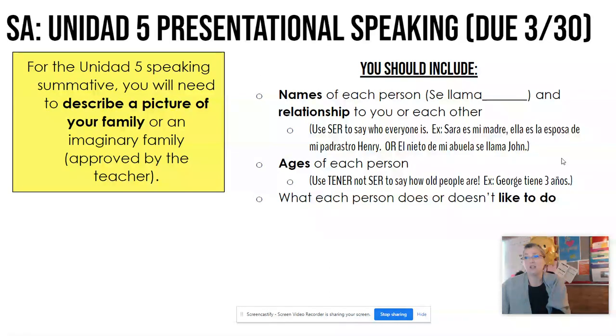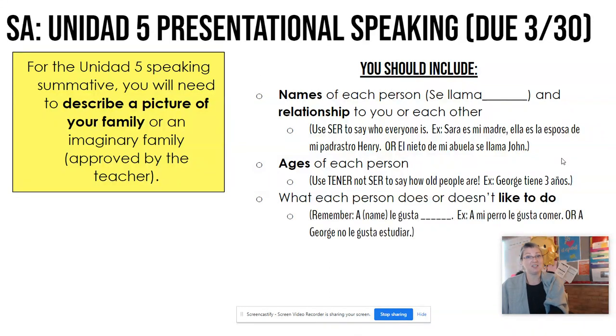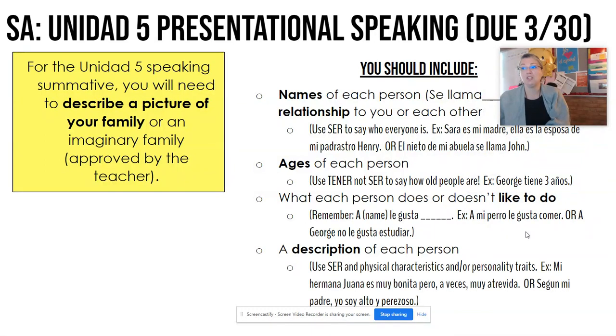Then say what each person does or does not like to do. So remember to say that somebody likes to do something, you have to say a and then that person's name, le gusta, whatever, or no le gusta. So you can see my example. A mi perro le gusta comer, or a George no le gusta estudiar. Then you need to give a description of each person. Remember to use ser and either physical or both personality traits. So we have this example. Mi hermana Juana es, that's a form of ser, muy bonita, that's an adjective, pero a veces muy atrevida. Or you could say, según mi padre, yo soy alto y perezoso, right?